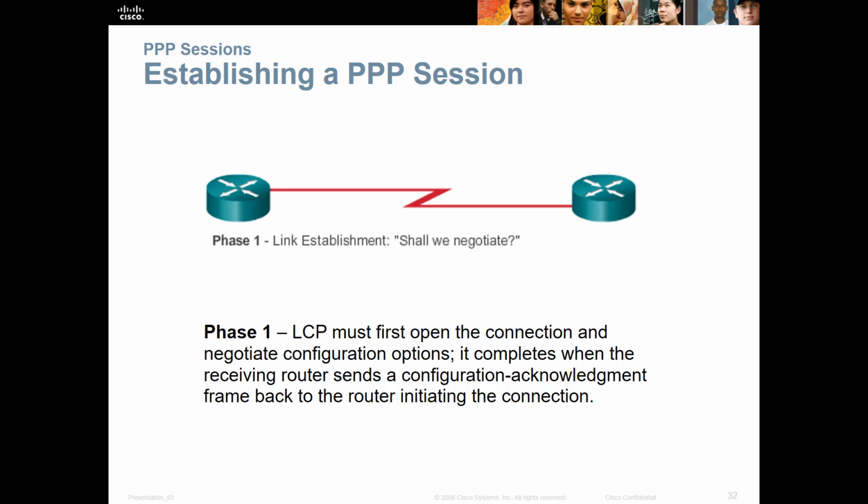So how do we actually initiate a PPP session? First, phase 1, the LCP must open the connection and negotiate the configuration options. It will complete when the receiving router sends the configuration acknowledgement frame back to the initiating router.